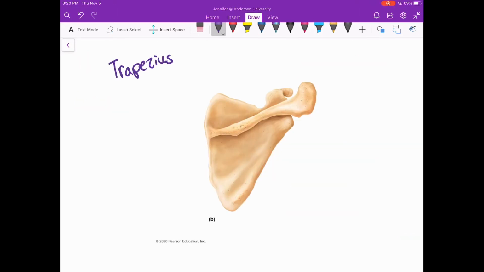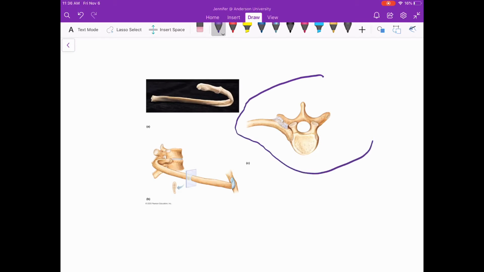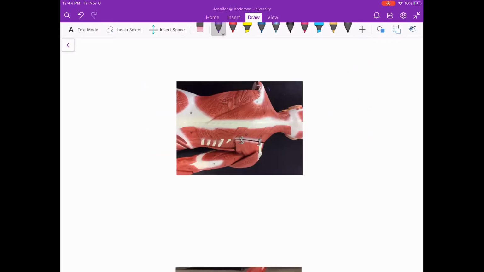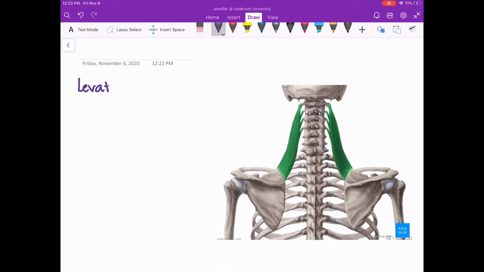And here is a scapula where you can see some of the points where the trapezius is connecting, like the insertion. Here we have a thoracic vertebra, which is a point of origin for the trapezius. Finally, we have the trapezius labeled on a model, which is much easier to see than a lot of other muscles.